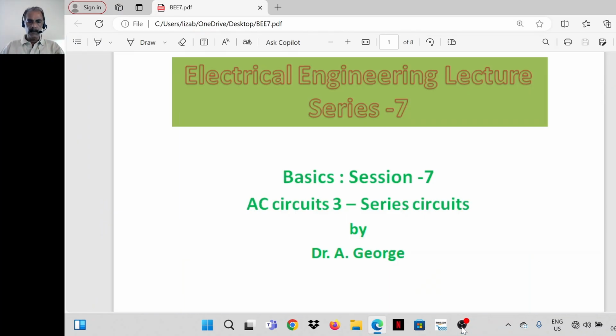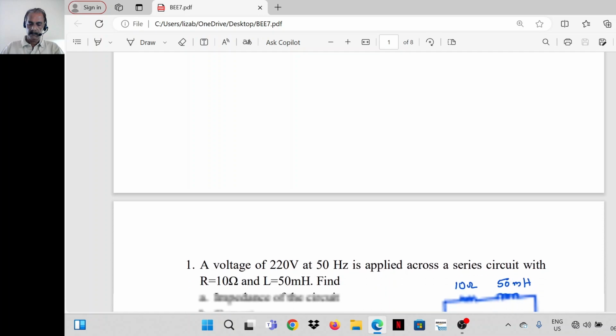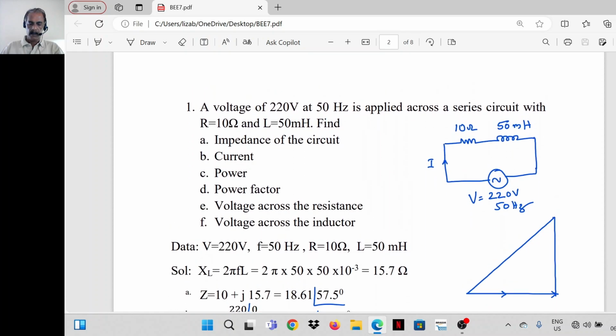So in this session also, some examples are worked out in AC series circuits. Now the first example is a voltage of 220 volts at 50 Hertz is applied across a series circuit with R equal to 10 ohm and L equal to 50 millihenry. Find the impedance of the circuit, current through the circuit, power consumed by the circuit, power factor, voltage across the resistance and voltage across the inductor.